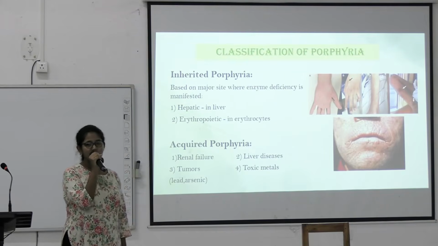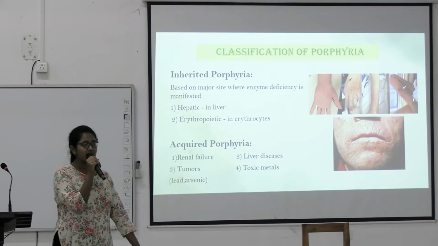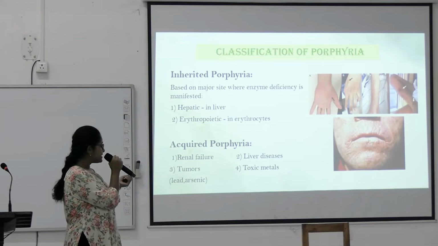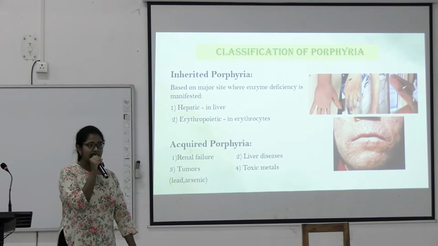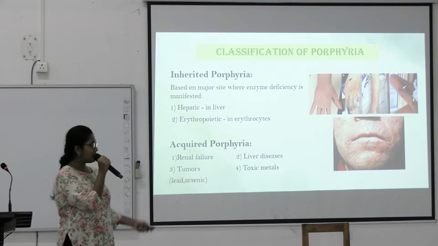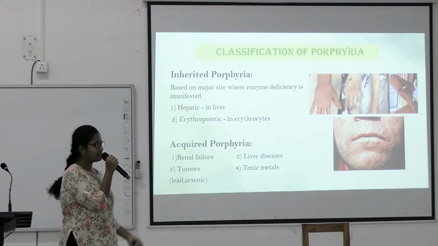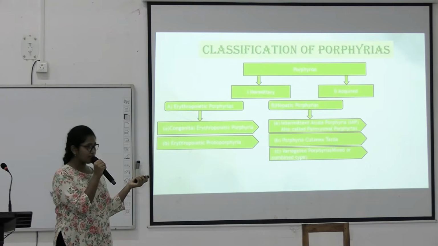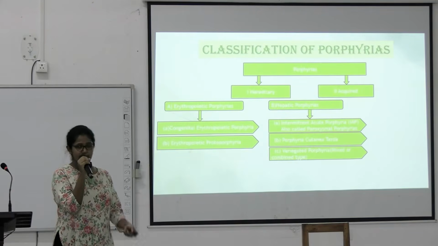Classification of porphyrias. Porphyrias can be classified into acquired porphyria and inherited porphyria. Acquired porphyria can occur due to liver disease, tumors, and toxic metals like lead, arsenic, and mercury. Inherited porphyria can further be classified based on the site where the enzyme deficiency occurs. If it occurs in the liver, hepatic. If it occurs in the erythrocytes, erythropoietic. Here is a visual representation of the classification of porphyrias. Now let us briefly discuss the various types of porphyrias.